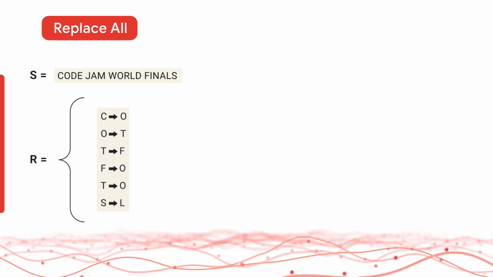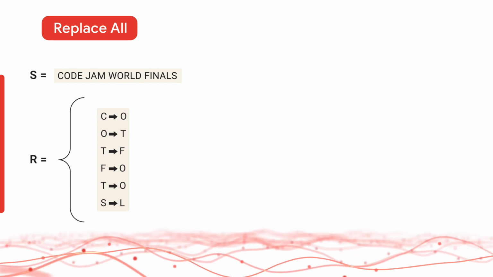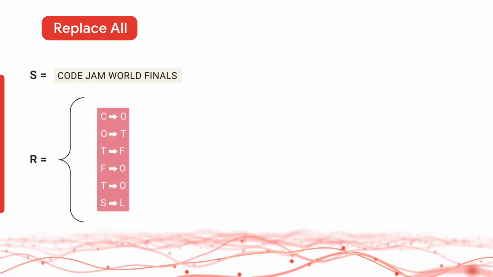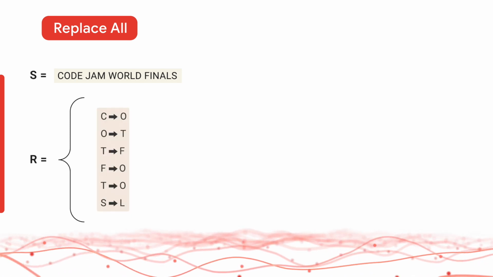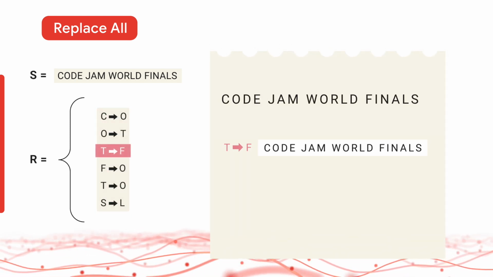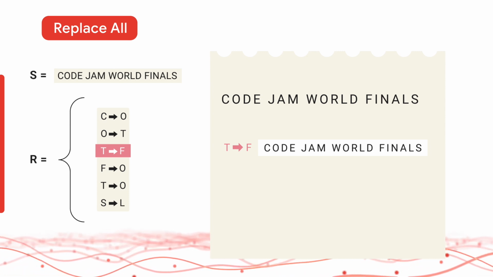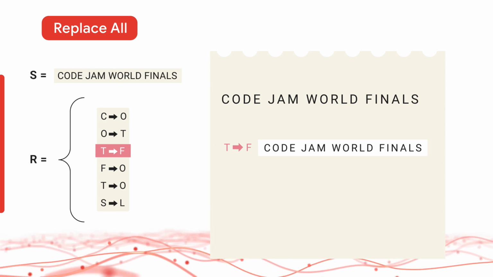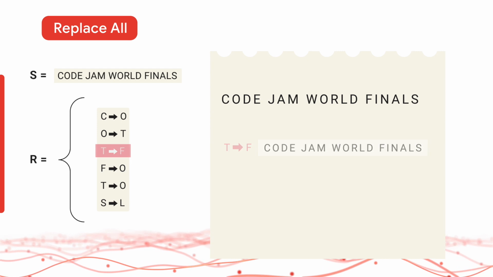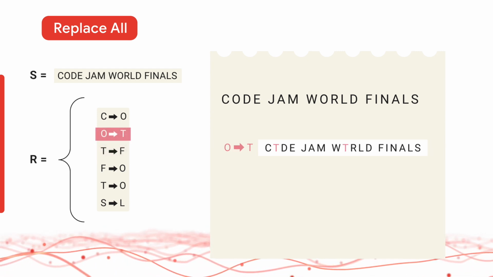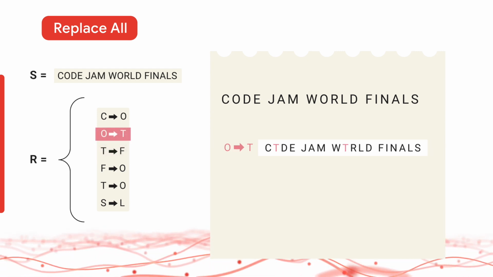Of course. Replace all problem replicates an ability most text editors have, the ability to replace all occurrences of one character with another in a string. In this case, we cannot just choose our replacements freely. We are given as an input R a list of possible replacements that we can choose from. For example, if we choose to replace T with F in the text CodeJam World Finals, nothing happens because there's no T in the text. However, if we choose to replace O with T, every O in the text is changed into a T.